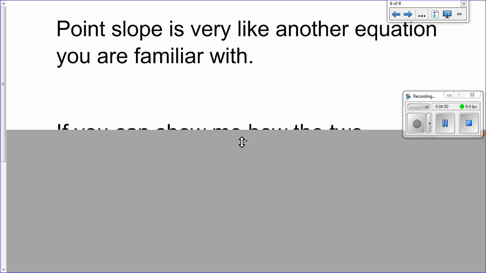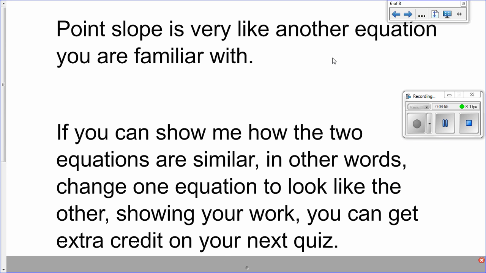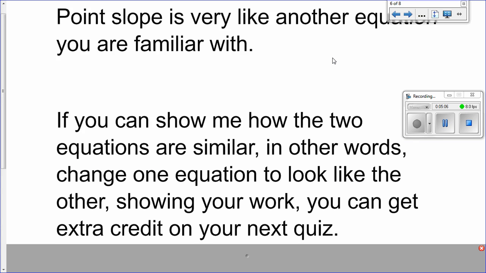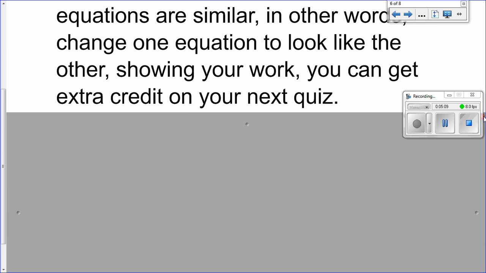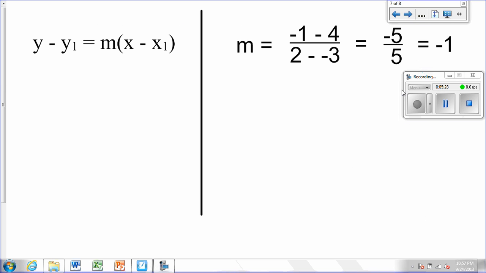Point-slope is very like another equation that you are familiar with, or you better be by now. My hint was on the previous page. If you can show me how the two equations are similar, in other words, change one equation to look like the other, showing your work, you can get extra credit on your next quiz. However, you must turn in a paper with your name on it tomorrow, proving to me that you know why they are similar or how one can change into the other. So in other words, show your work.